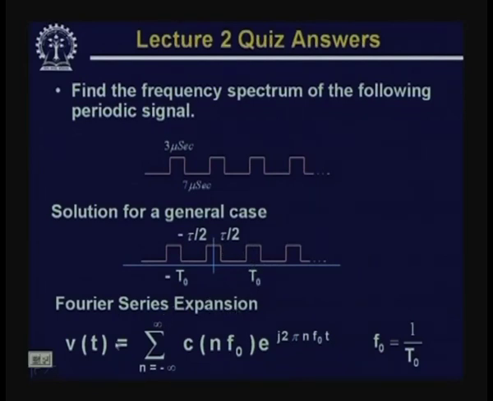So, if we expand a signal v(t) with Fourier series, then the expansion will be C_n f_0 e^(j2πnf_0 t), where f_0 equals 1 upon T_0, that is the fundamental frequency, and you have to take the summation from n equal to minus infinity to infinity.